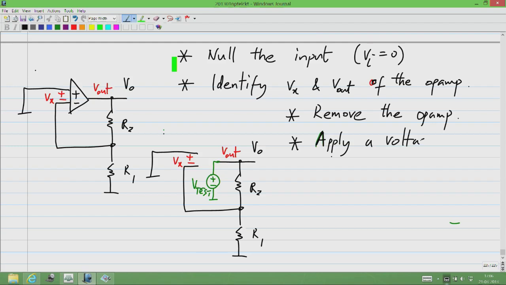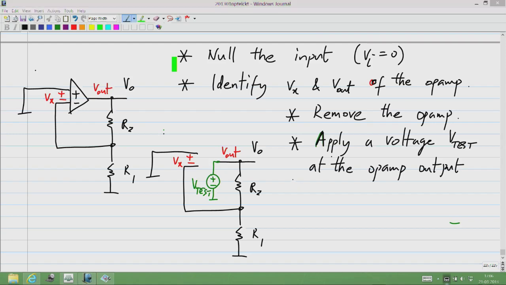Apply a test voltage V test at the op amp output. Then you calculate Vx. Vx has already been identified. It is basically the input of the op amp when the op amp was present in the circuit.